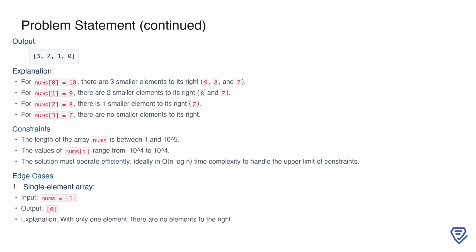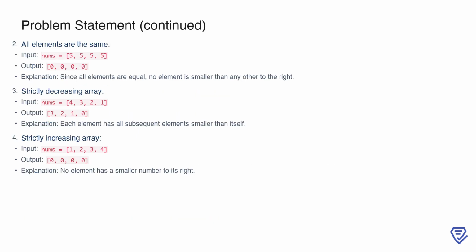Now, considering the constraints, the input size can go up to 100,000 elements, and values range between -10,000 and 10,000. This means that brute force, or O(n²), approaches would be inefficient for larger inputs. A key requirement is to solve this problem in an optimized way, ideally within O(n log n) time complexity. Additionally, edge cases like arrays with a single element or arrays where all elements are identical must also be handled carefully. Finally, let's consider some edge cases to deepen our understanding.